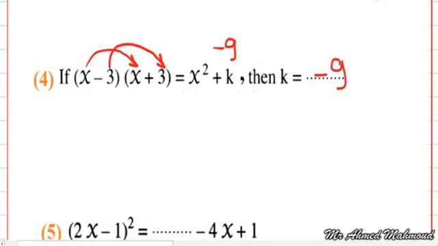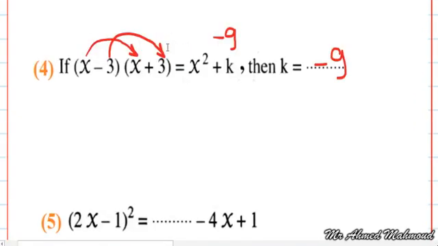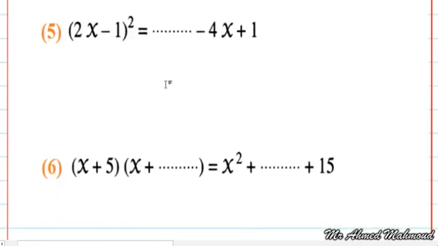The next one: (2x minus 1) all power of 2. To expand this bracket, we multiply 2x by 2x, first by first, which is equal to 4x².